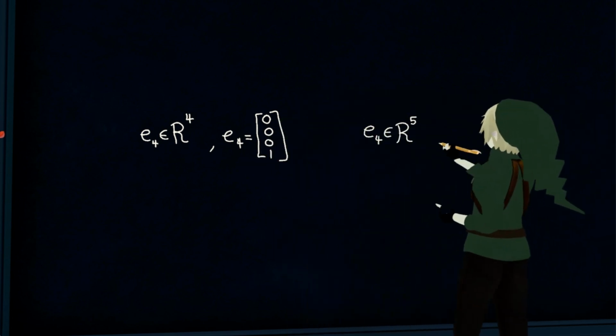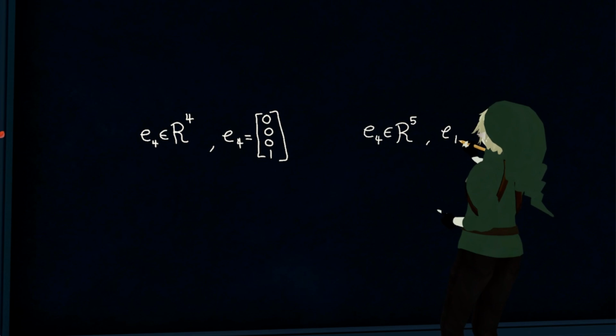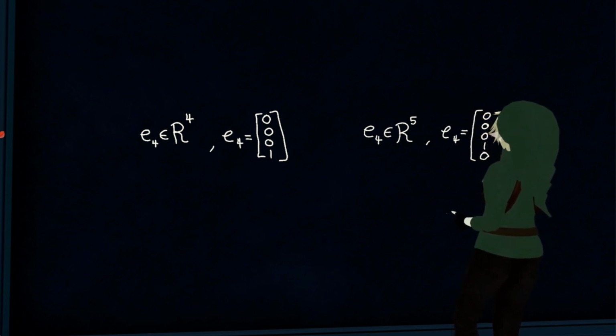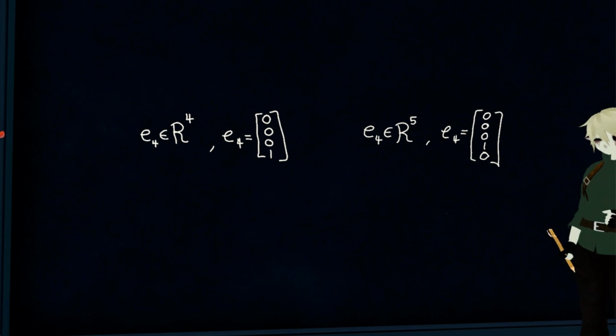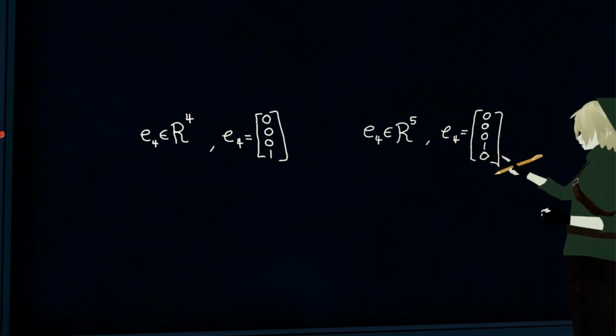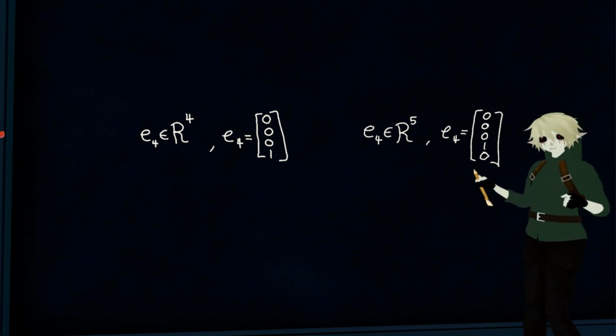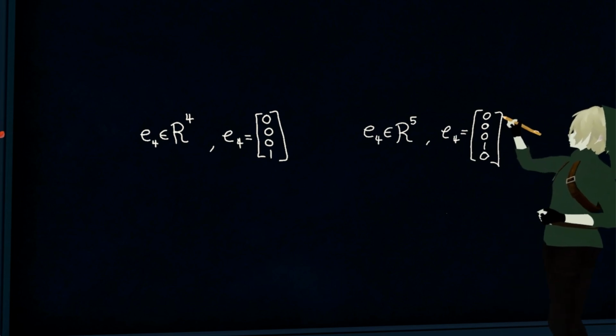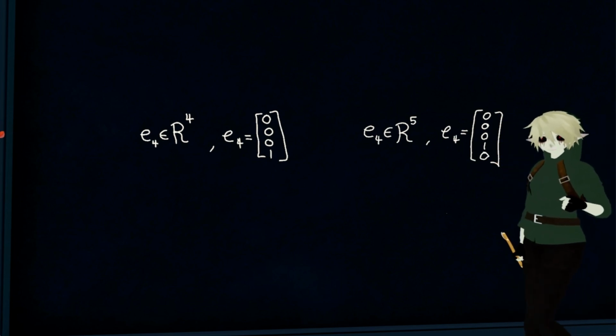This means that E4 is equal to 0, 0, 0, 1, 0. Okay? That's the difference. This is E4. This is E4 in R5. Okay? Because it has 5 components.